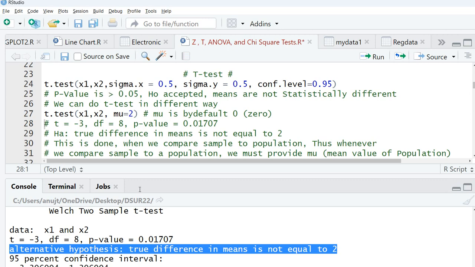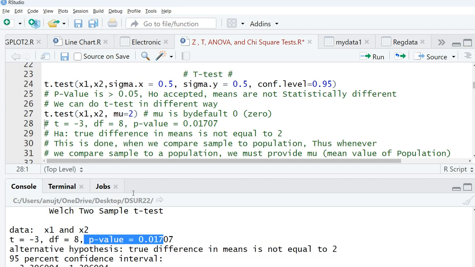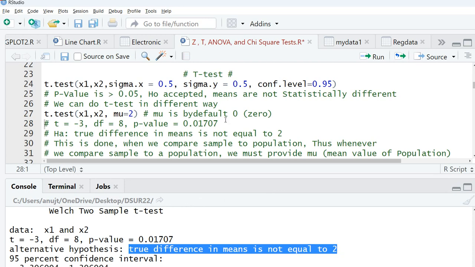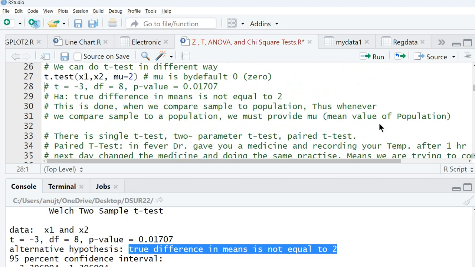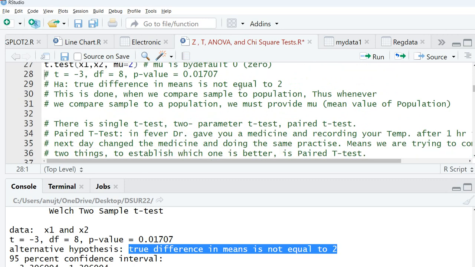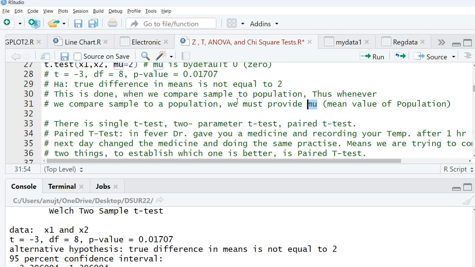And if we check the p-value, it is less than 5%, less than 0.05. Right now it is 0.01. Okay, so the true difference in means is not equal to 2. It means our alternative hypothesis is accepted. So this is done when we compare a sample to a population. Thus, whenever we compare a sample to a population, we must provide mu, the mean value of the population.